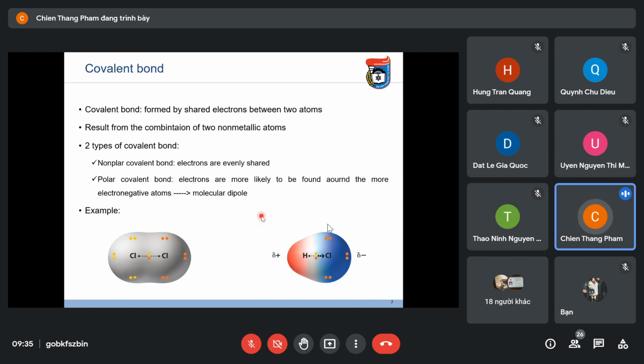And in contrast to the ionic bond is the covalent bond.